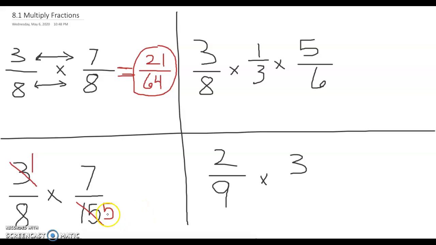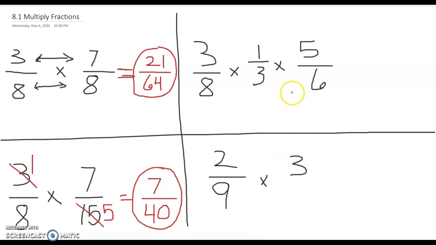Then we're just going to multiply across, because we're done cross canceling. So we got 1 times 7 equals 7. And then we have 8 times 5, which is going to give us 40. We cannot simplify that, so we are done.